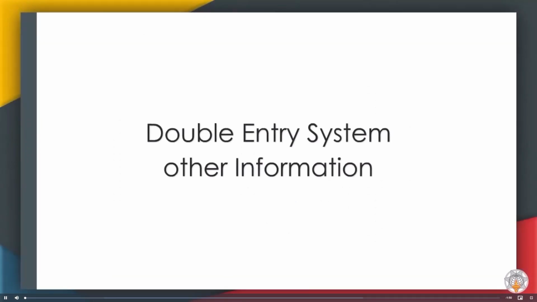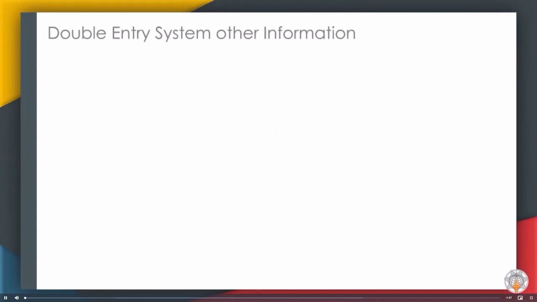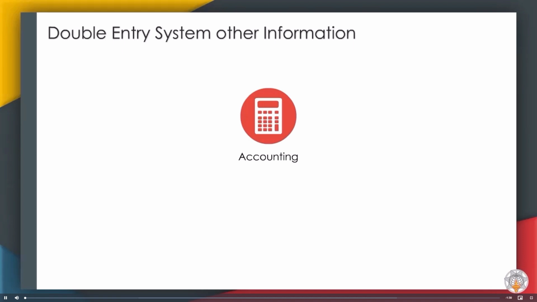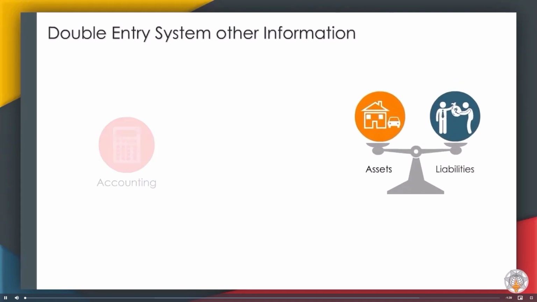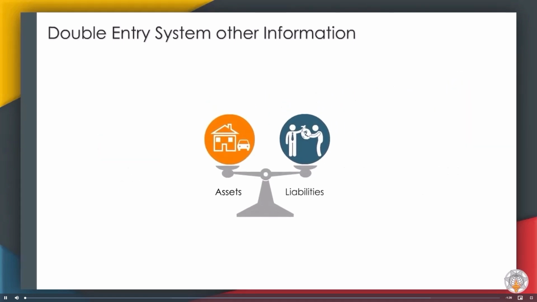Double entry system. Other information. Double entry system is the most commonly used accounting system of the business community in general. In a double entry system, the debits and credits of each transaction always tally, and so the assets and liabilities must be always equal. In a nutshell, every debit has a corresponding credit.